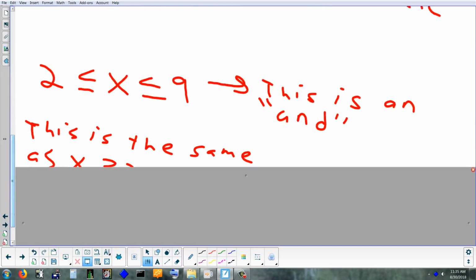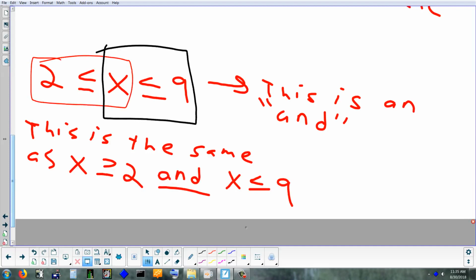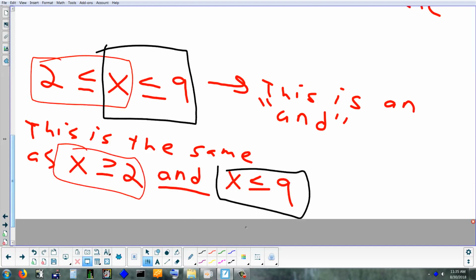Now, if you want, you can take it and break it apart into that. 2 is less than or equal to x, and x is less than or equal to 9. So you could write it out just like that. Here's what's in the black box. X is less than or equal to 9. And what's in the red box is right here, but remember we talked about how you can rewrite it. 2 is less than or equal to x, x is greater than or equal to 2. Same thing.